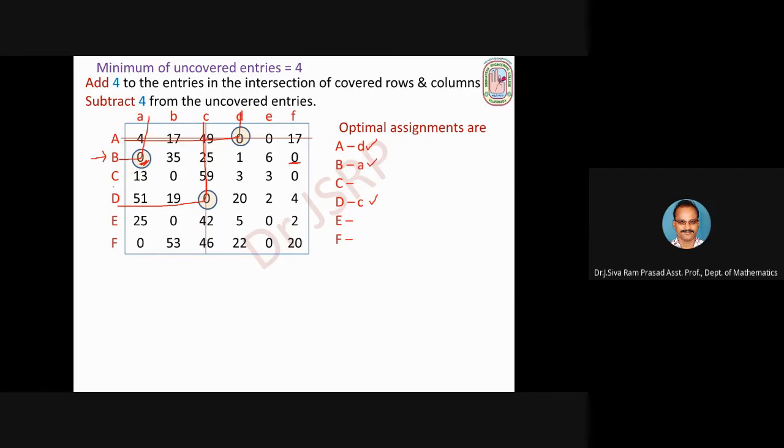Okay. So then come to C. Again, C also has two options, small b and small f, since zero entries represent possible assignments. Arbitrarily, I take small f. So capital C to small f.